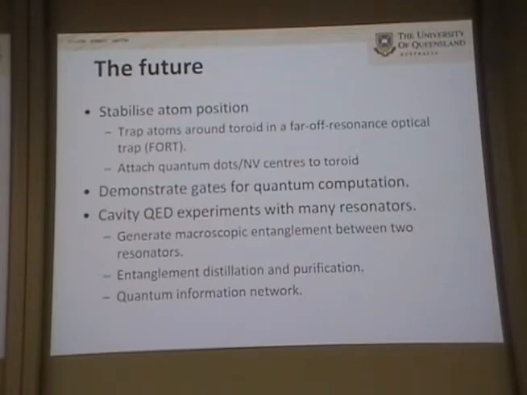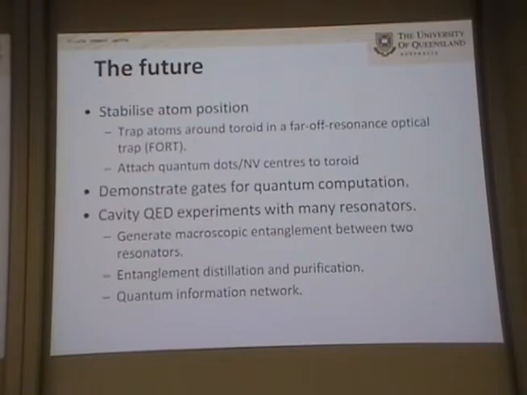So one way to do this is to trap the atoms in a far off resonance optical trap. In principle, this works really nicely. The idea is that you have a blue-detuned laser, which the atoms are repelled from, and a red-detuned laser, which the atoms are attracted to. The blue-detuned laser has an evanescent field that decays faster because its wavelength is smaller. So you've got this blue laser like this, a red laser like this, and you get a little trap in between the two. But the size of the trap is very small. So it turns out it's very hard to keep the atoms cold enough that they stay inside that trap.